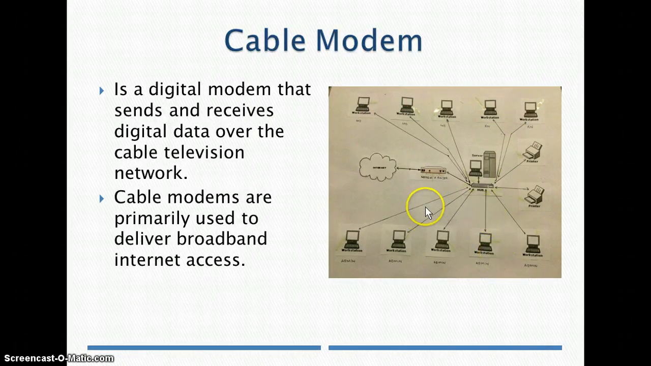And what is a cable modem? A cable modem is a digital modem that sends and receives digital data over the cable television network. Cable modems are primarily used to deliver broadband internet access. So this is the internet, and the modem and the router provides access to the internet for all the workstations.